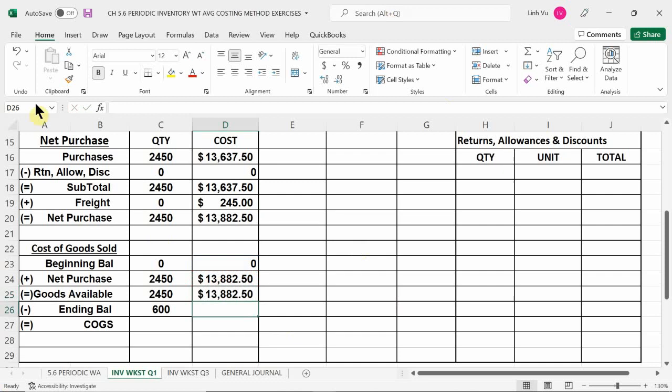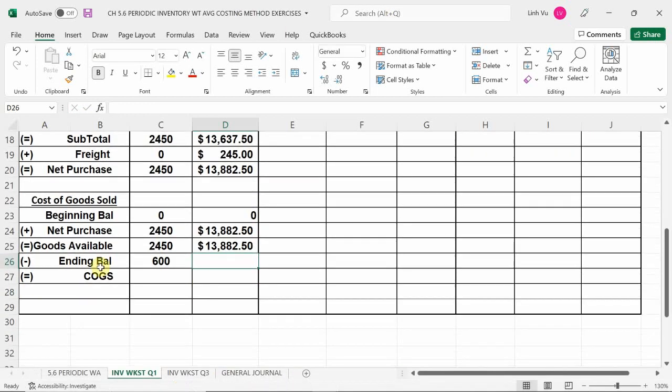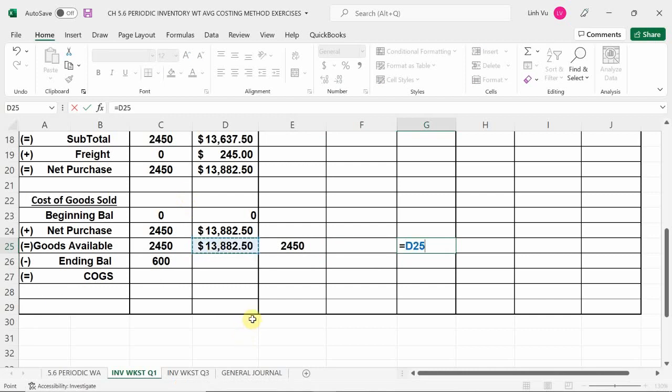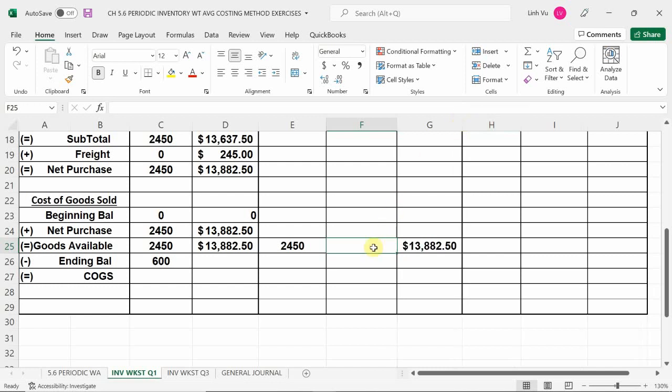And of course, since you have this information here, you can go ahead and decide. Let's solve for my average cost right now. So right now, I have 2,450 units at a total cost of $13,882.50. So let's go ahead and solve for my average cost per item. How much is it going to cost me to sell one item?